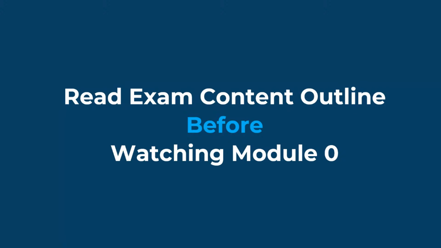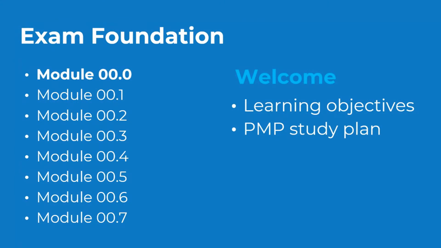Okay, so Module 0 consists of 8 sub-modules. So Module 00.0, that's the one you're actually in right now. It has 2 lessons. That is the welcome module. The welcome lesson tells you everything about the course on a very high level, gives you the learning objectives, and the PMP Study Plan lesson, you're watching it right now, is also in 00.0.